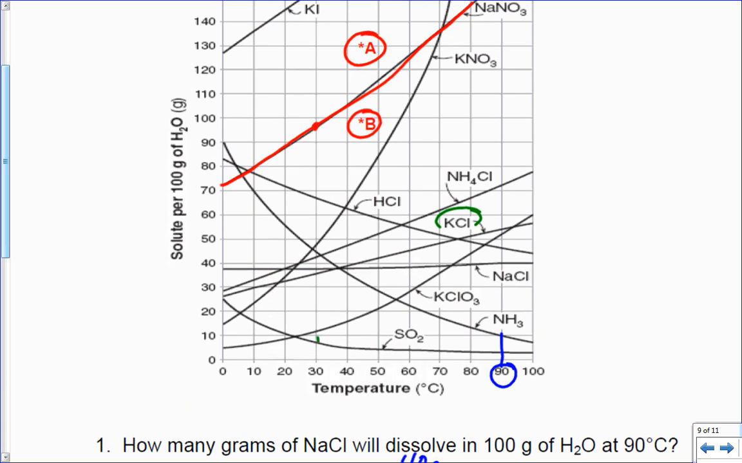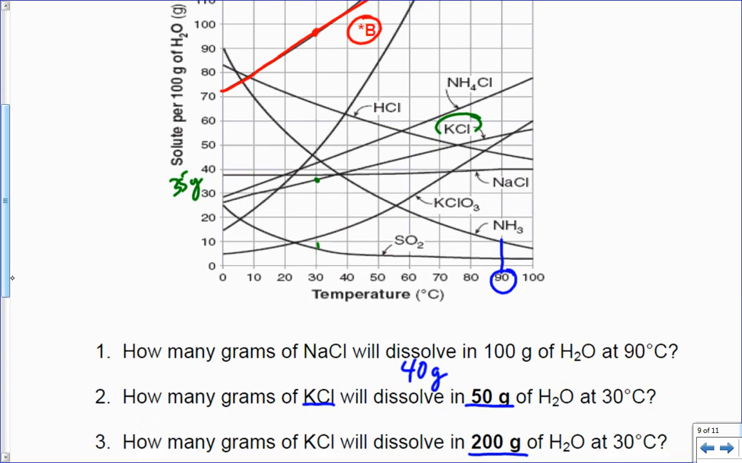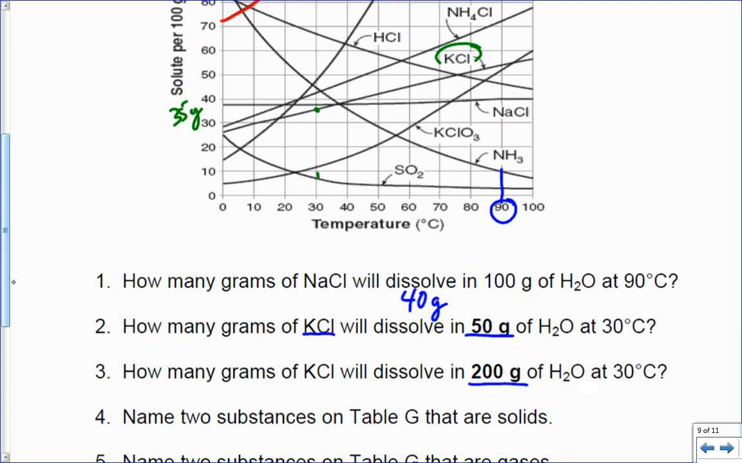So 30 degrees, KCl is right about here. That is, I would say, about 35 grams, we'll call it. But the problem is, it says per 50 grams of water, not 100. So because 50 is half of 100, I have to take half of this 35. So 35 divided by 2 is going to equal 17.5 grams. Okay. So now in this next one, we will double.